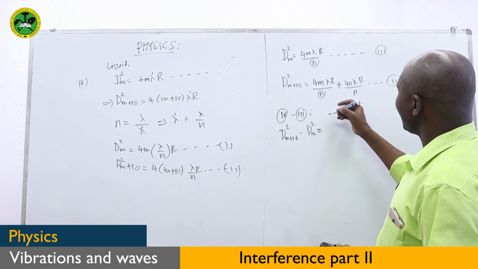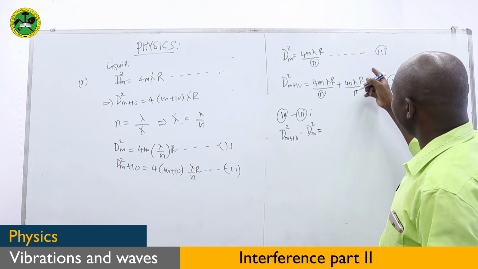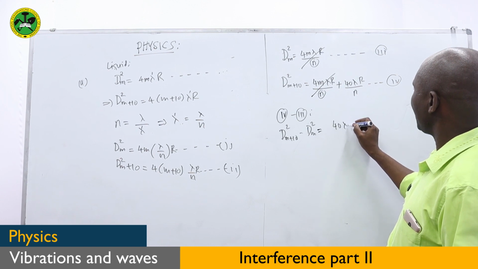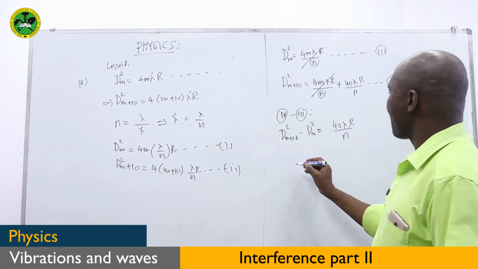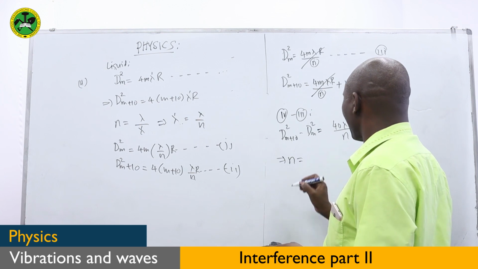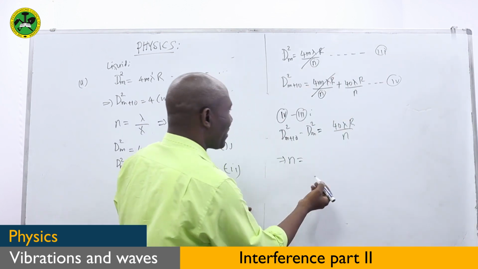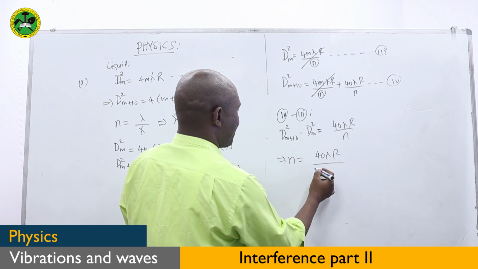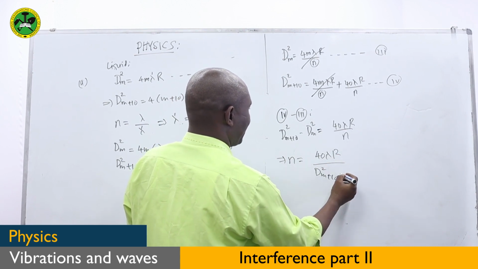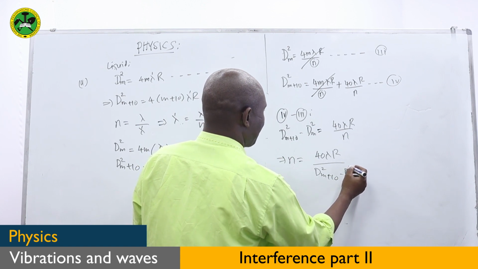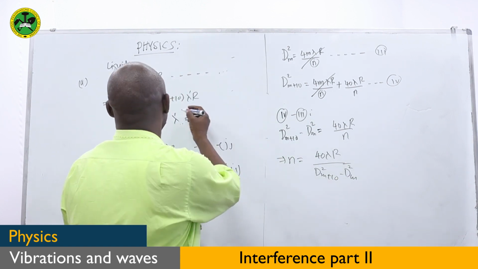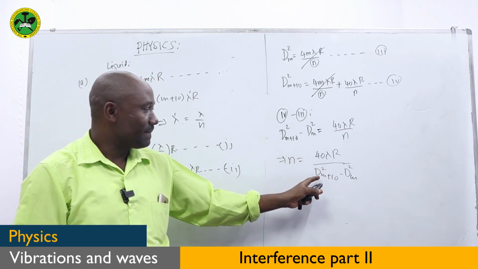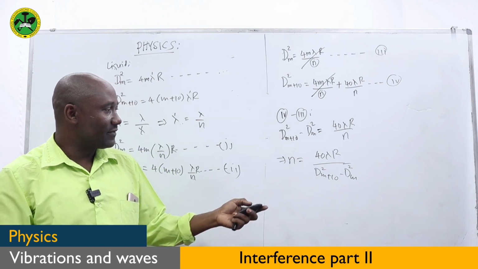This gives us, if you find equation number 4 minus equation number 3, these will cancel out. We are left with 40 lambda r over n. If you make n the subject, you find that n equals 40 lambda r over dm plus 10 squared minus dm squared. Now these are the values that we know when the liquid was placed between the surface.